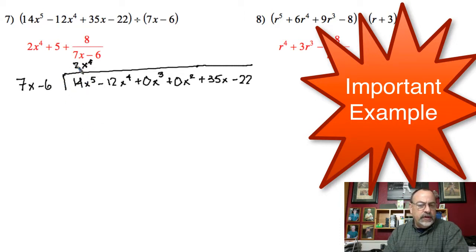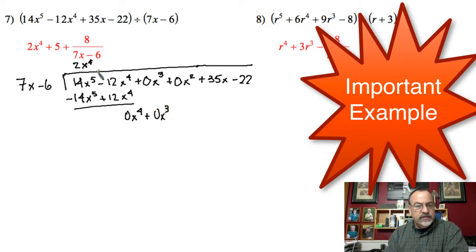So then we're going to multiply. So the 2 times the 7 is 14. X to the 4th times x is x to the 5th. And then the 2 times the negative 6 is the negative 12, and then that's x to the 4th. So I need to change the sign of both and add. So this is 0, and this is also 0. So I have 0x to the 4th, and I'm going to bring down 0x cubed.